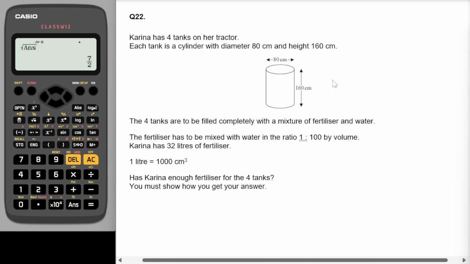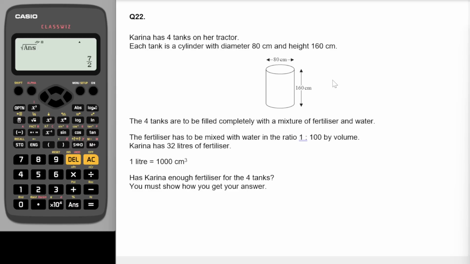Right, question 22. Karina has 4 tanks on her tractor. Each tank is a cylinder with a diameter of 80 centimeters and a height of 160 centimeters. The 4 tanks are filled completely with a mixture of fertilizer and water. The fertilizer has to be mixed with water in a ratio of 1 to 100 by volume.